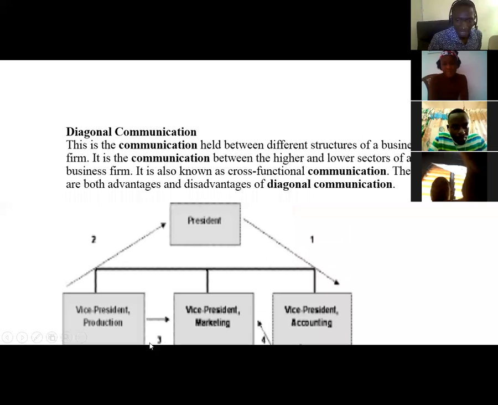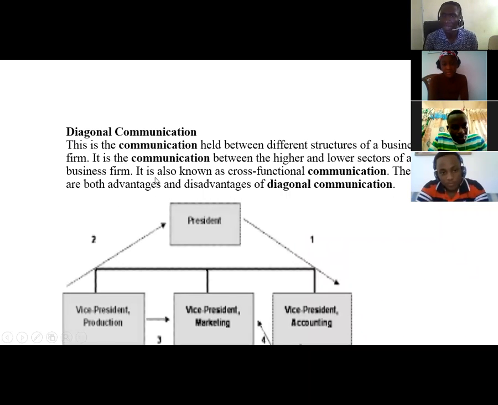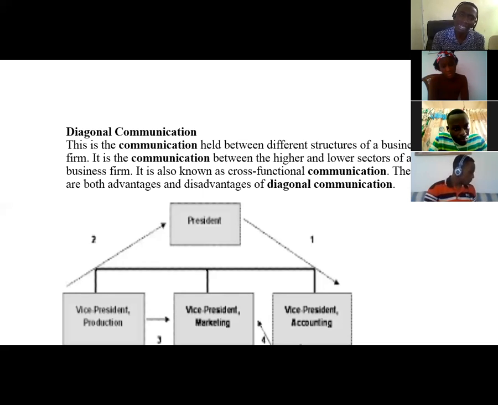That's about that. Then the last one is called diagonal. We say we have how many channels? There are 3. 1, vertical, 2, horizontal, and then 3, diagonal. Now, diagonal is not a straight line. Look at these arrows here, the one at the left, one at the right. Diagonal communication is actually held between different structures of a business firm. Communication between the higher and lower sectors of a business firm is also called diagonal.